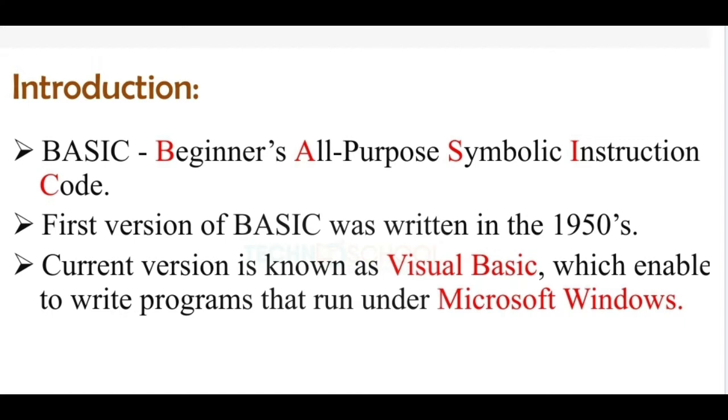The first version of BASIC was written in the 1950s. The current version is known as Visual Basic, which enables us to write programs that run under Microsoft Windows. So the Visual Basic application program is the GUI option. It can run under the Microsoft Windows operating system.